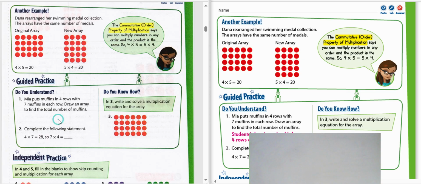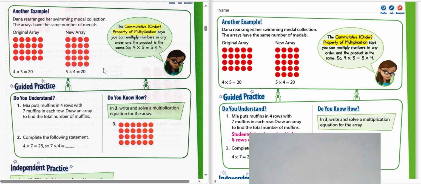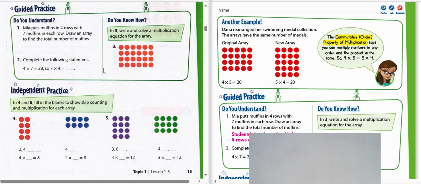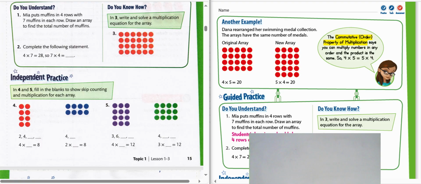And what about this example? We have an example here below. Question number 1. May puts movements in 4 rows with 7 movements in each row. Draw an array to find the total number of movements. We can write the total as 4 times 7, or 7 times 4. 4 times 7 equals 28.